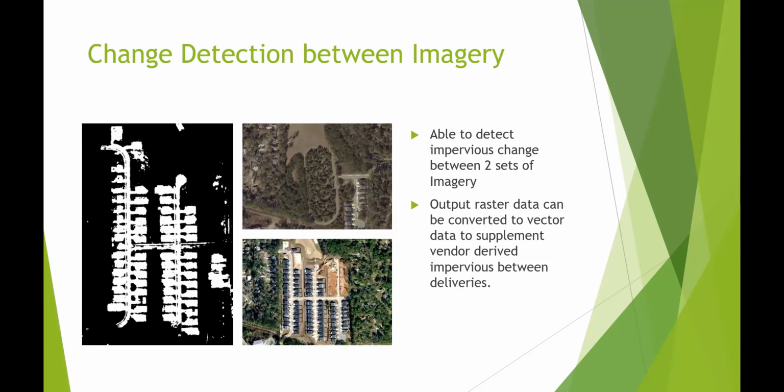And then, of course, change detection between imagery. So here we have two sets of imagery on the right. And you can run a change detection model to define what areas have changed and extract that impervious data. So all those are cool GIS tasks that can be done using the Image Analyst extension.